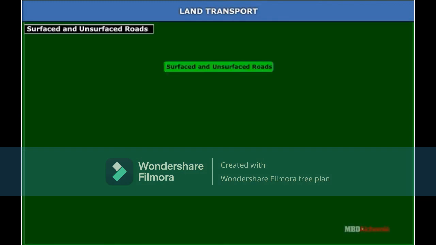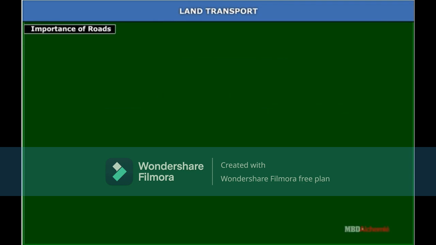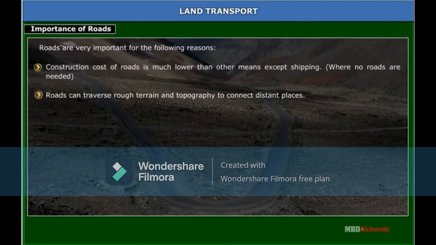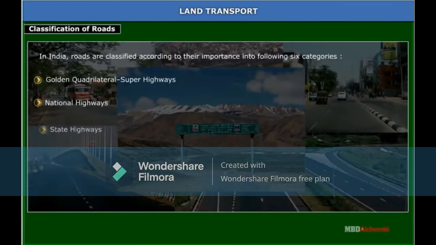Land transport. Surfaced and unsurfaced roads. Surfaced and unsurfaced roads can be divided into two types: metalled and unmetalled roads. Land transport. Importance of road. Land transport. Classification of roads.